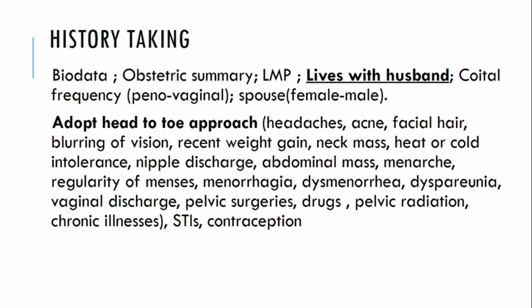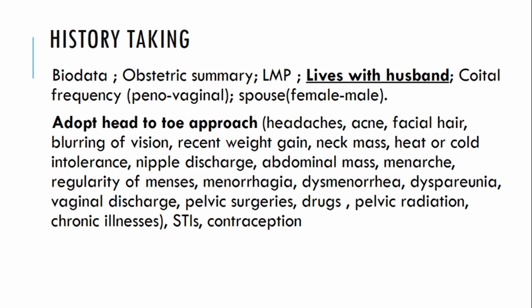Then adopt a head-to-toe approach. Whether she has headaches, acne, facial hair, that might still be in keeping with the possibility of anovulatory factor infertility. Blurring of vision, recent weight gain, neck mass, thyroid diseases, heat and cold intolerance might still be pointing to ovulatory problems again. Nipple discharge, possibility of having hyperprolactinemia. She assesses the abdominal masses, fibroids. Whether she has fibroids, again, there is also a debate about fibroid and infertility. But of course, we know that when fibroids are located in both corners of the tubes, that can become quite central as a cause or possible cause of this, which can either be causal or casual.